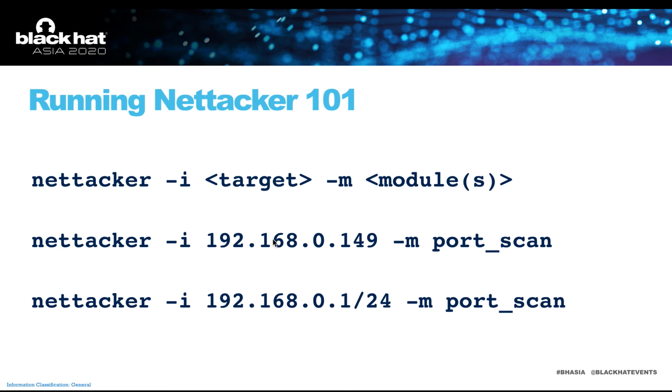Running Nettacker 101. When you're running Nettacker, you need to specify at least 2 command line switches. -i is a command line switch to specify the target, and -m is the command line switch to specify which modules you would like to run on a specific target. For example, if you wish to run a port scan module on IP address 192.168.0.149, you will specify -i with the target IP address and -m port_scan.